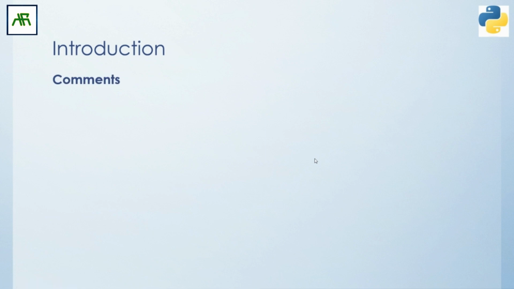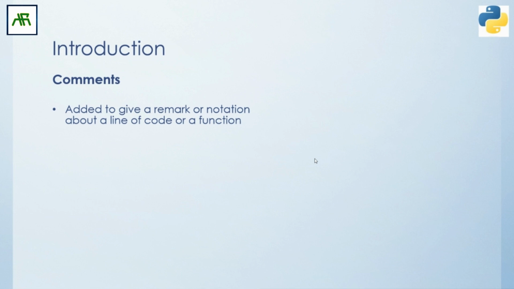The next one is comments. What are comments? Why do we use them? Comments are added to give a remark or notation about a line of code, a function, or the program itself: what this program intends to do, what a small section of code does, or what a particular line or instruction means.